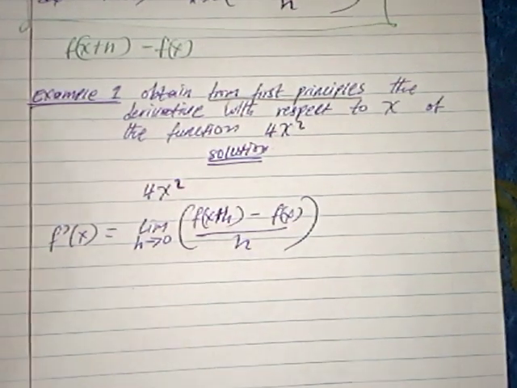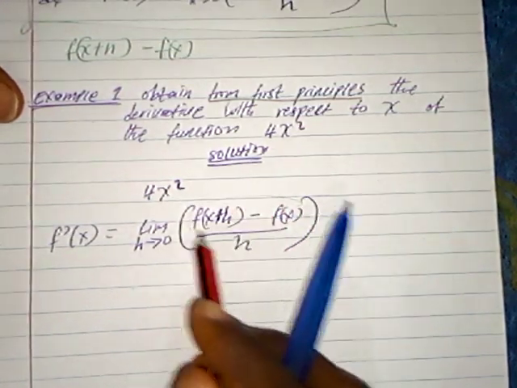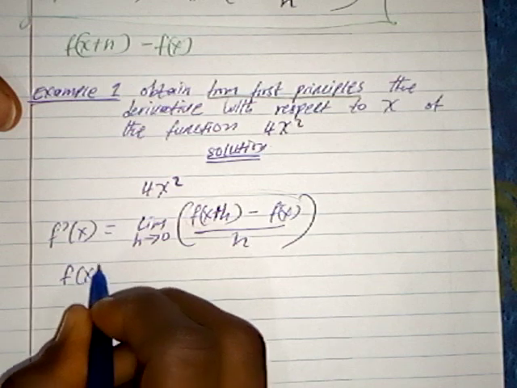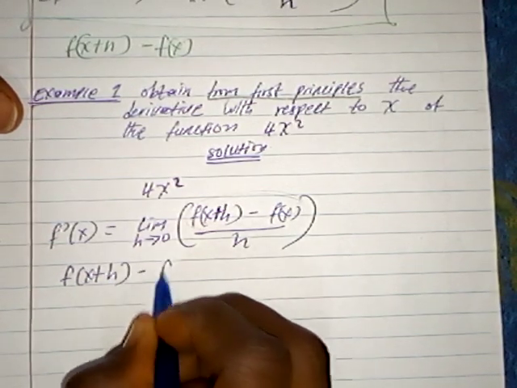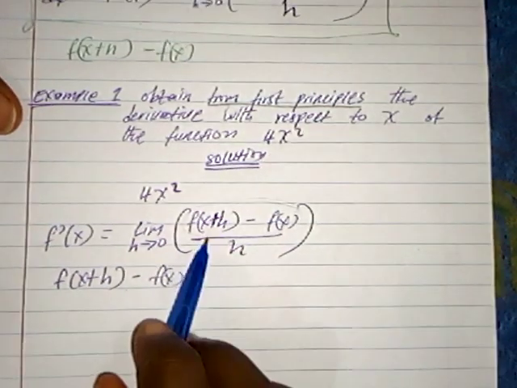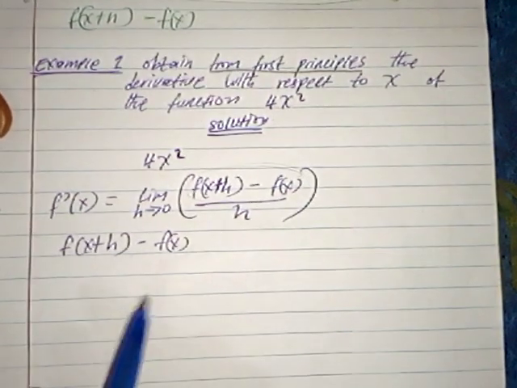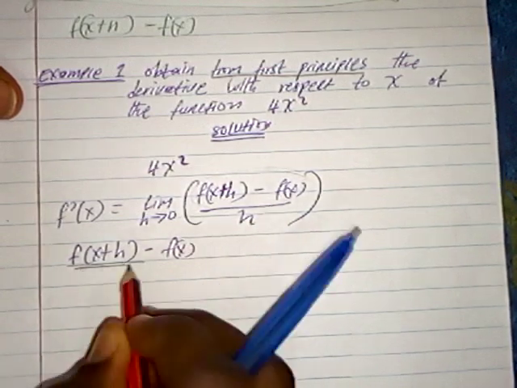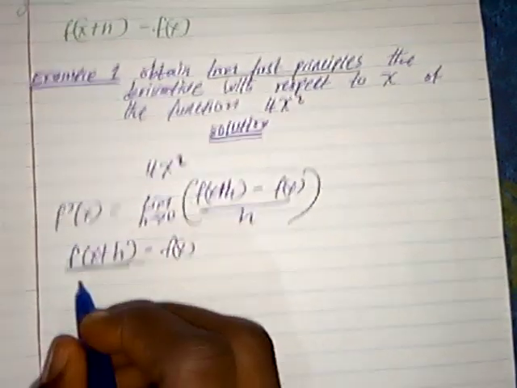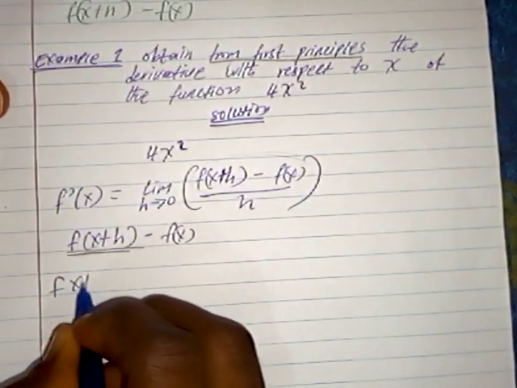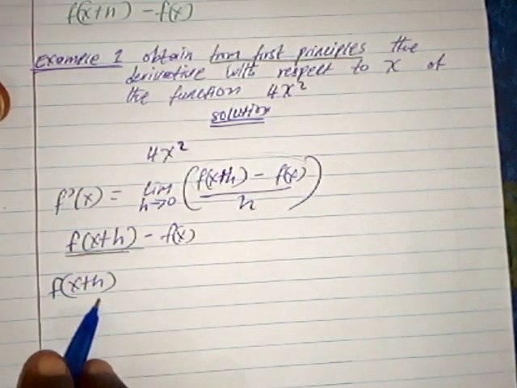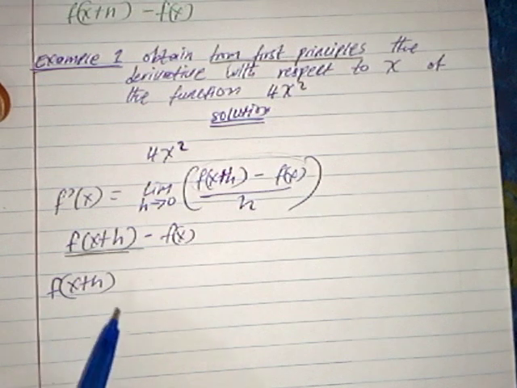Now let's take the numerator of this. Let's take f of x plus h minus f of x. We have taken it. Now what are we going to do? We are going to solve each and every one of them. Now let's solve for this first. Let's solve for f of x plus h. Now what are we going to do? Now you are going to take the function. What is the function?